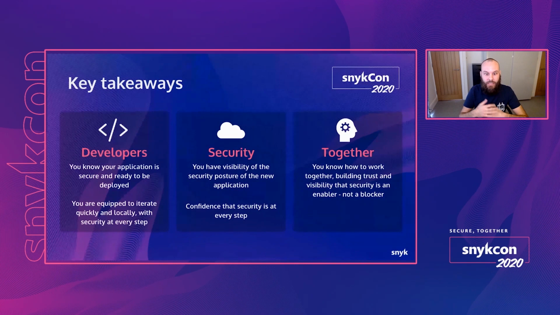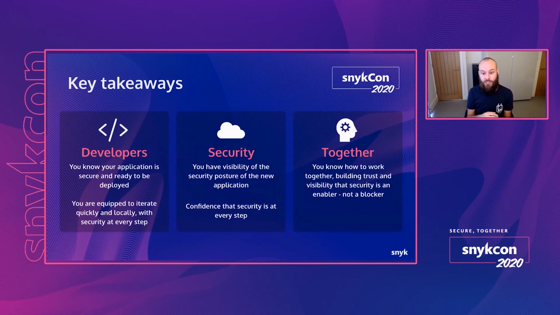So let's just recap some of the key takeaways from this. Developers, through working in this more iterative way and using security tools at every step of your development process, you know that your application is secure and ready to be deployed, and you're equipped to iterate quickly and locally with security at every step. Security teams, you have visibility of the security posture of these applications from the Snyk UI all of the way through to build output and even the visibility in GitHub security itself as well. So you have confidence that security is at every step of the process. And together, you're now working together. You know how to build trust and visibility that security is an enabler and not a blocker.